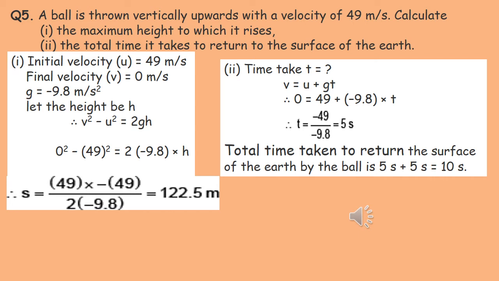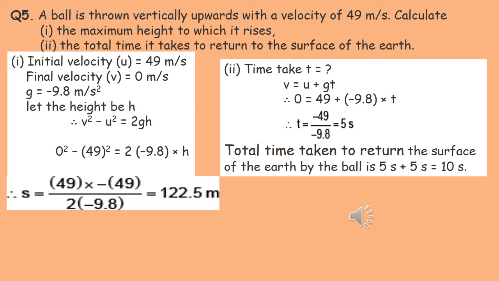In the second part of the sum, it is asked what is the total time it takes to return to the surface of earth. But the time is calculated from the moment it is thrown in the upward direction. So we are calculating the time by the ball to reach the highest point. So let us take the time as t second.